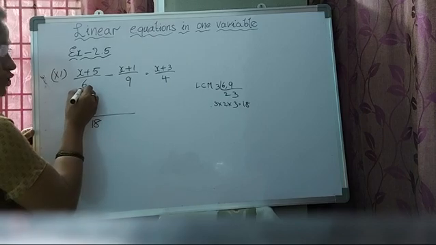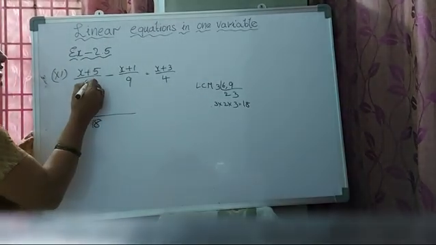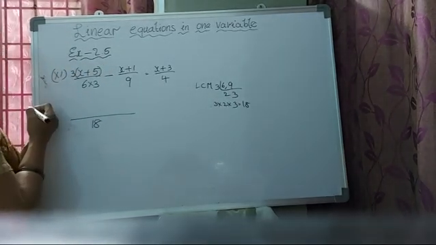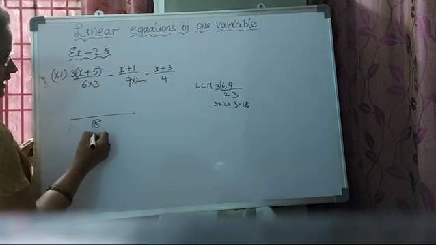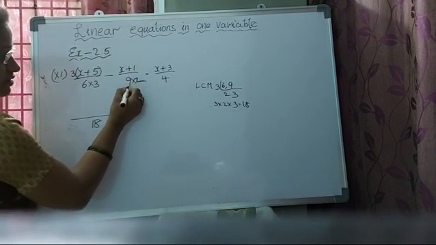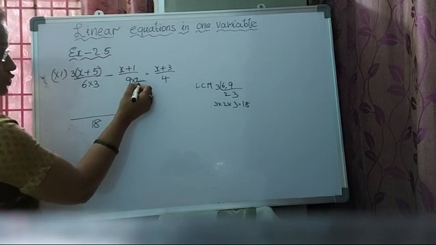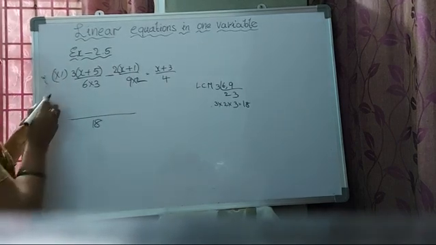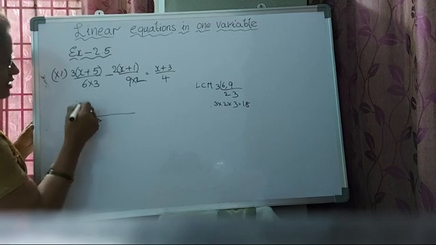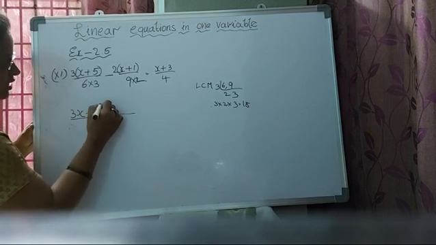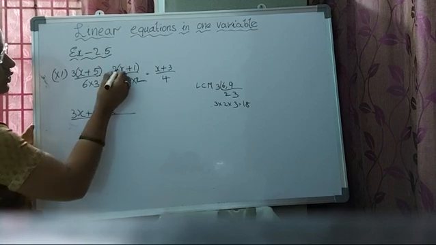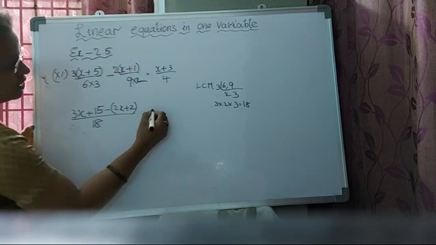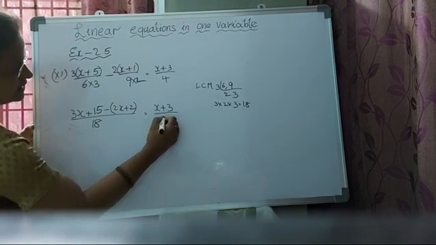To make this denominator 18, you multiply the 6 with 3, 6 3s are 18. If you multiply with 3, this numerator also should be multiplied with 3. Here 9 2s are 18. To make it 18, you multiply this denominator with 2. In the same way, you multiply the numerator also with 2 only. Now multiply 3 into x, 3x, plus 3 5s are 15. Minus means keep minus like that only. 2 into x, 2x, 2 into 1, plus 2. Now x plus 3 you write as it is, this one.